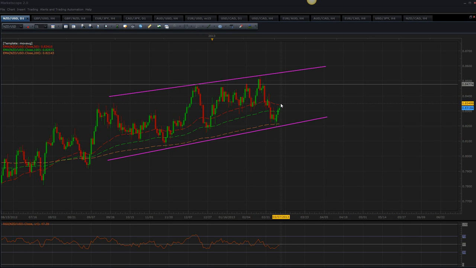A close back above this 50-day EMA would seem to expose a move back up towards the top of the channel around 85.50, whereas a move lower, and eventually what we need is a daily close below this 200-day EMA, not just a brief trip below, and a daily close below this channel, so call it below 82, should open up a move lower, roughly equidistant to the range, which gives us about 79, a little bit below 79. So that's what we're looking for here.